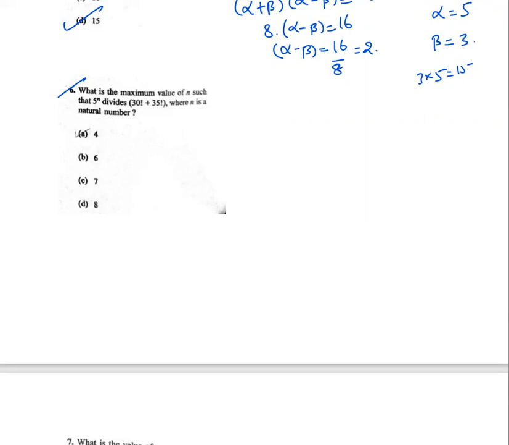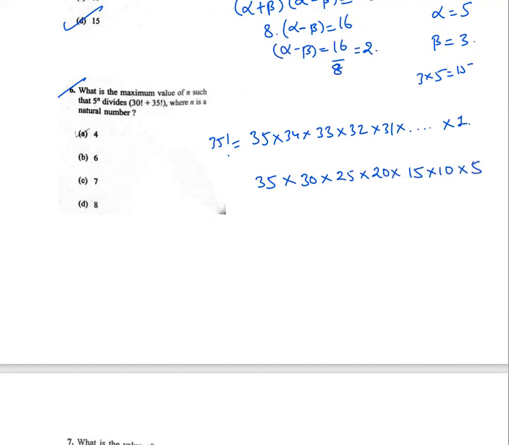Now students, we have to see what is 35 factorial. 35 factorial is nothing but 35 into 34 into 33 into 32 into 31 and so on till 1. We have to find those numbers which are multiples of 5. So we have 35, then 30, then 25, then 20, then 15, then 10, and then 5.